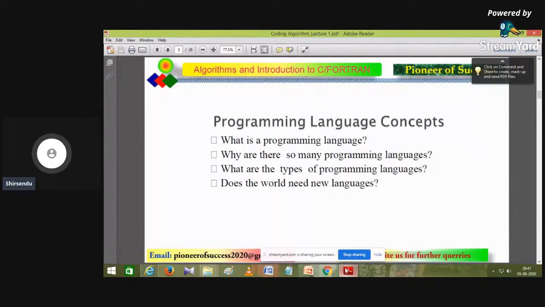So in a programming language, these concepts are important. The first one is, what is a programming language, that you have to know. If I tell you very easily, a programming language is kind of a language. Like in the English language, we have words. We have to learn ABCD, then we have to construct words, and after constructing words, we have to construct a meaningful sentence. Similarly, in a computer program, you have many syntax.